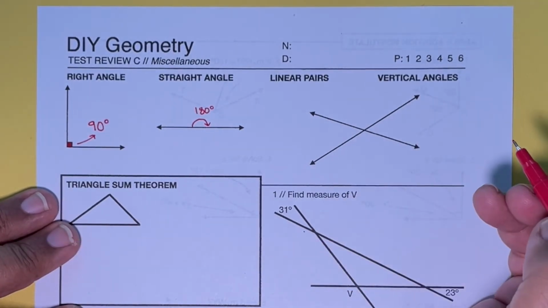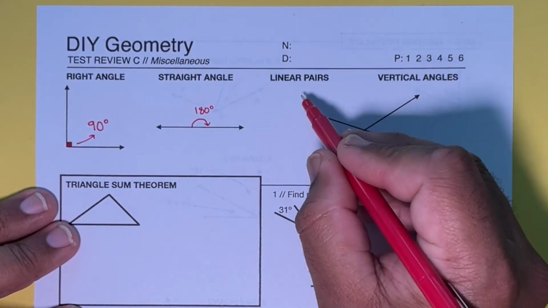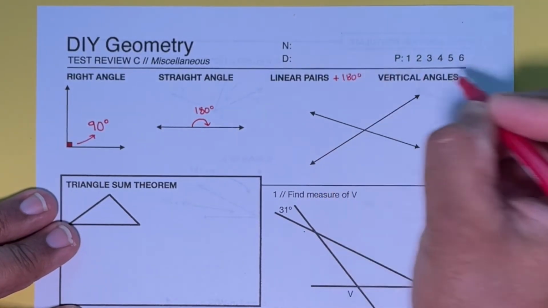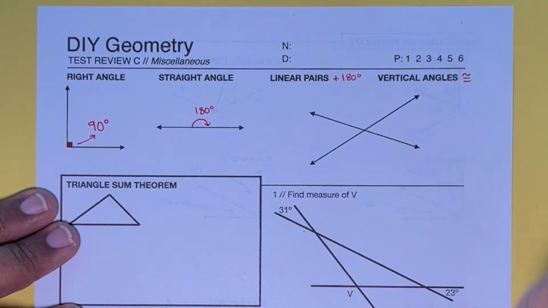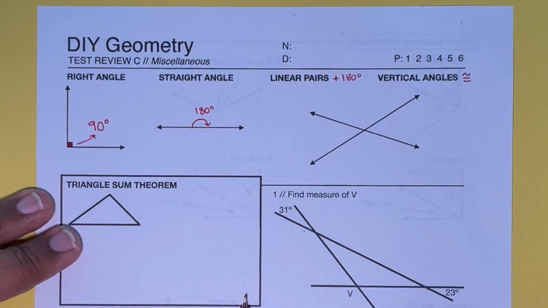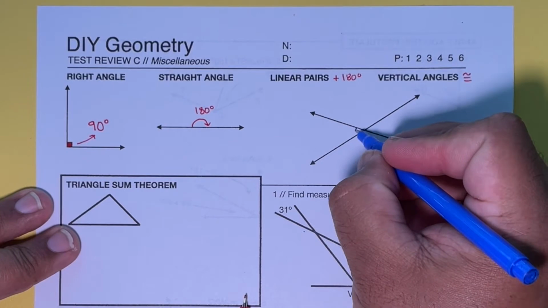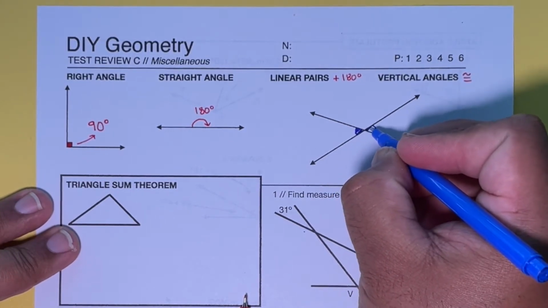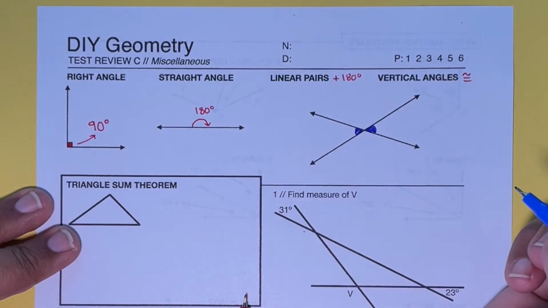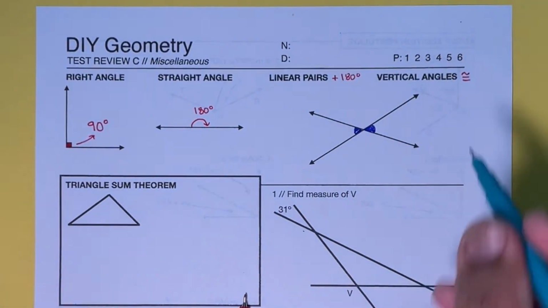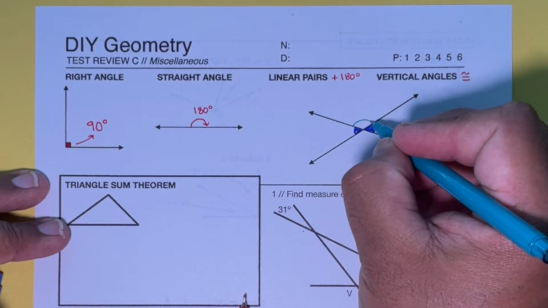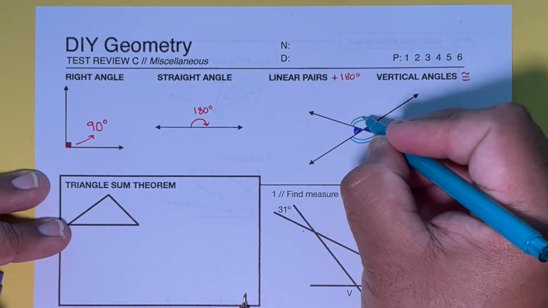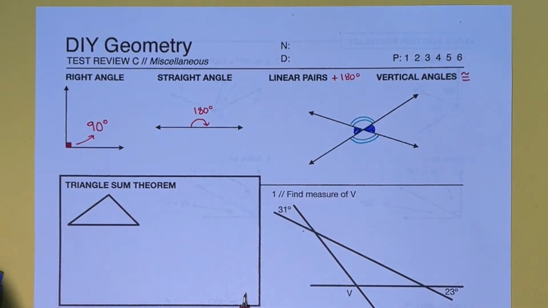Then we have vertical angles and linear pairs. Linear pairs add to 180, and vertical angles are congruent. Vertical angles are the angles that are across from each other, like this one and this one. And those are going to be congruent to each other. And this teal one and this teal one, those are vertical angles to each other, and those are congruent.